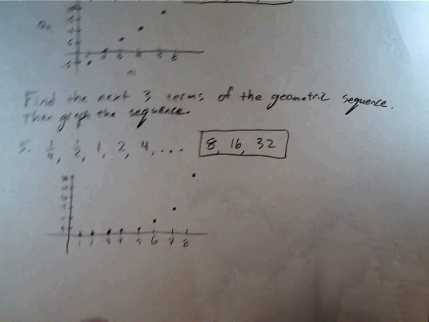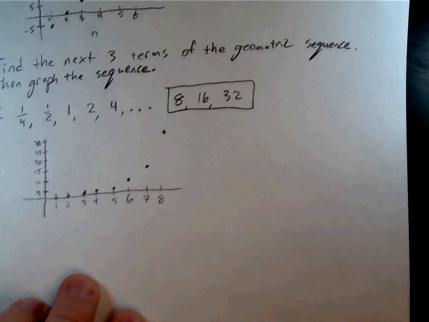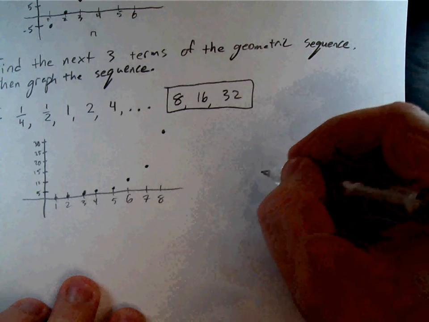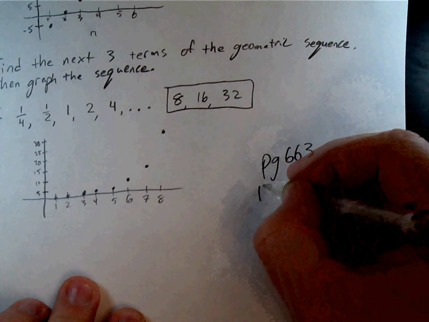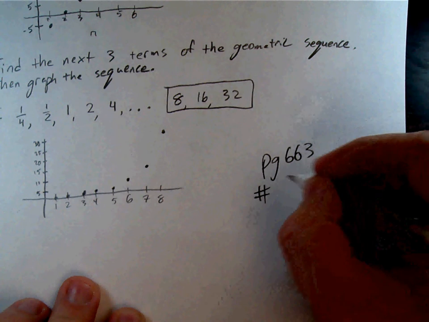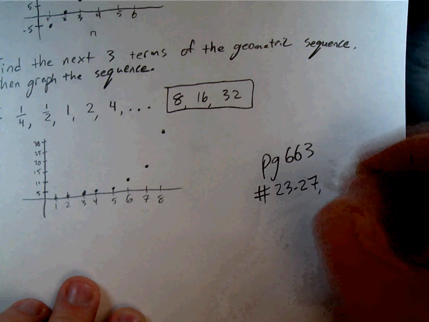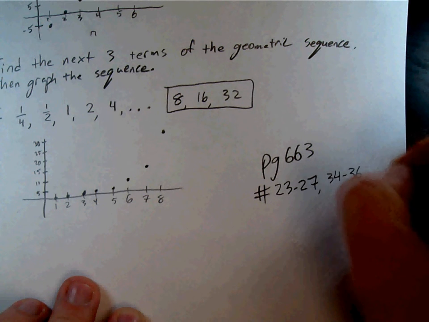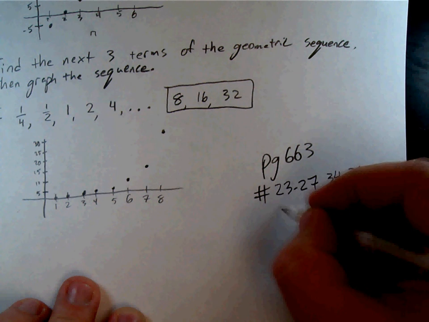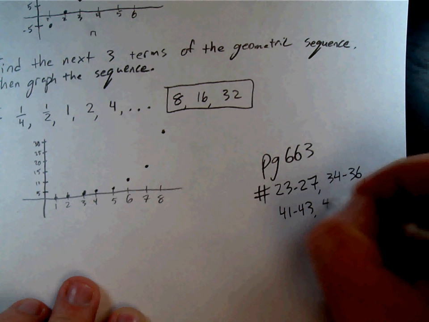All right, the assignment for this section, what I want you to do, it begins on page 663. I want you to do numbers 23 through 27, 34 through 36, 41 through 43, and 46 through 50.